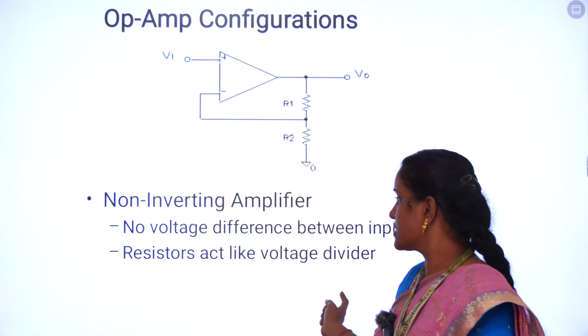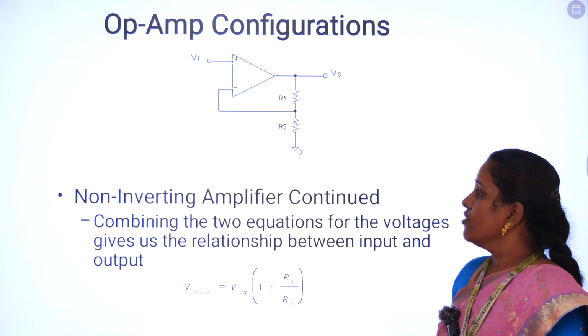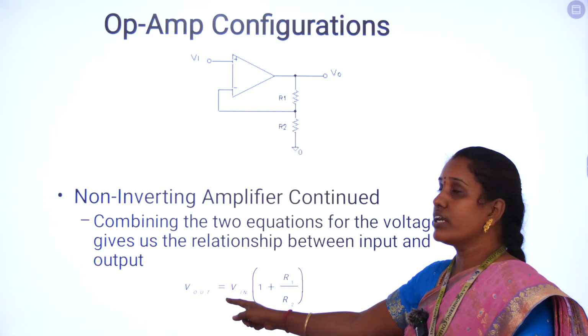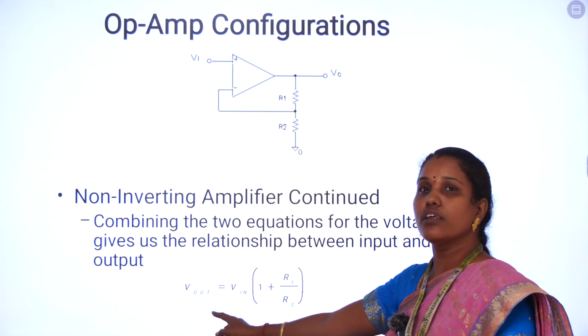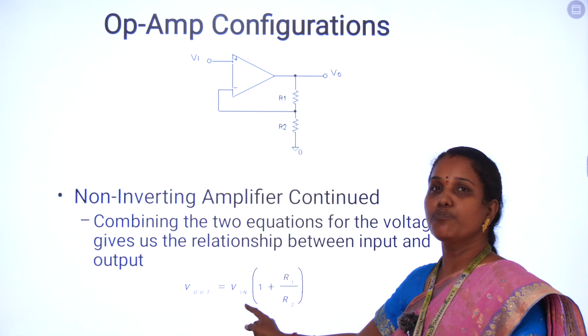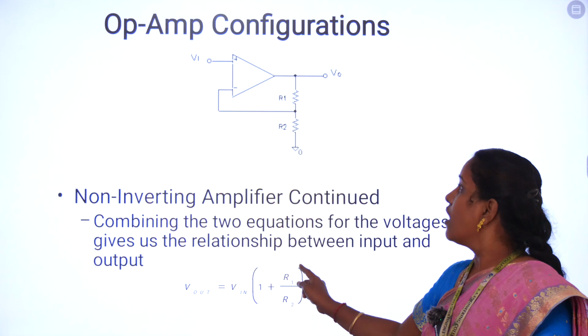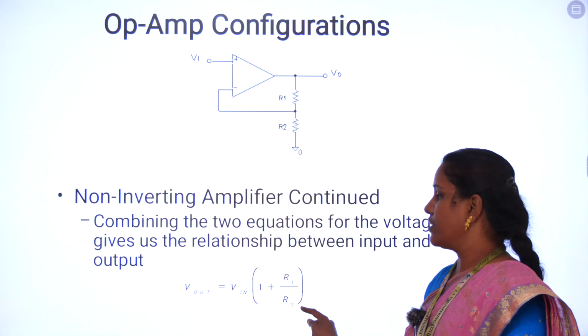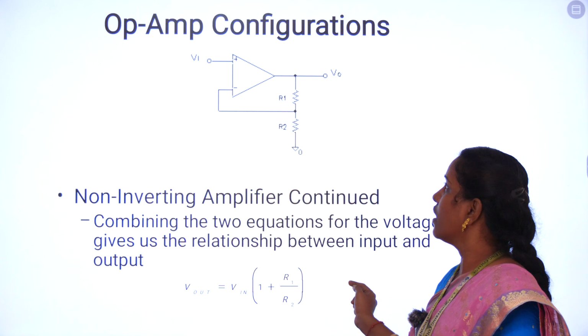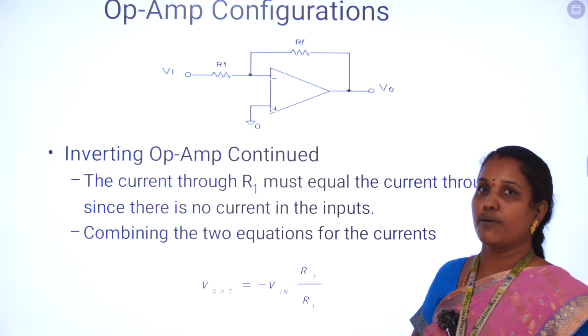These are the basics. For this non-inverting amplifier, the output voltage is equal to the input times (1 plus the feedback resistor, that means R1 divided by R2). Now, the next one, the inverting amplifier.